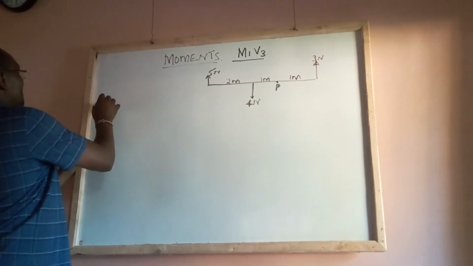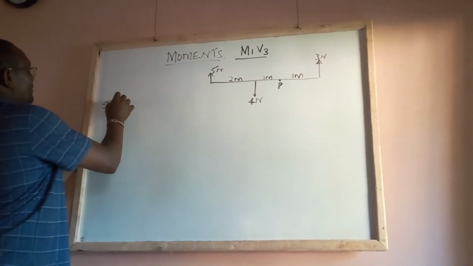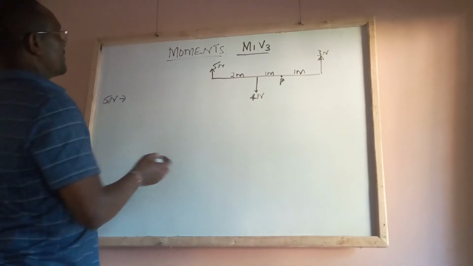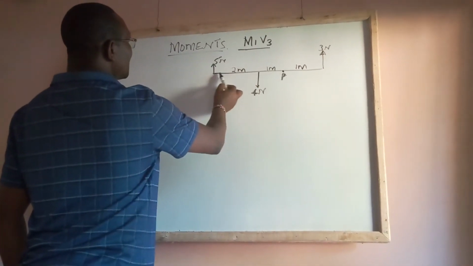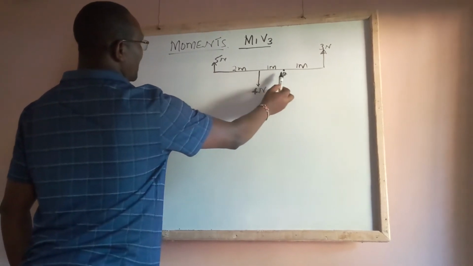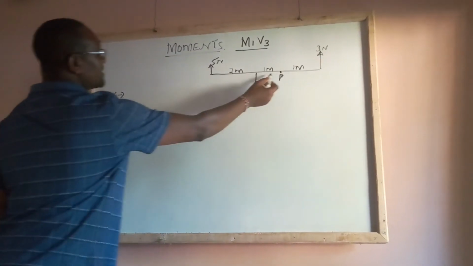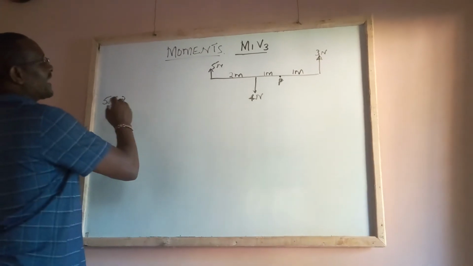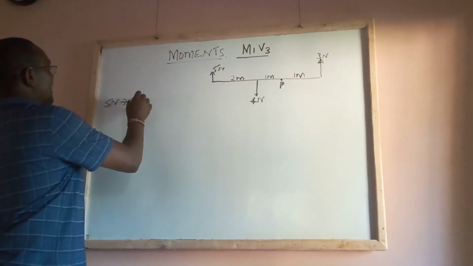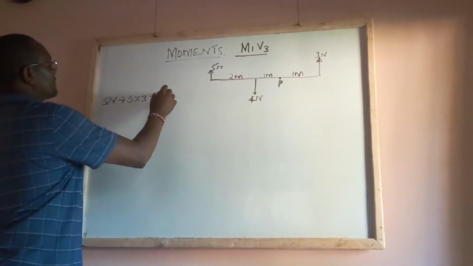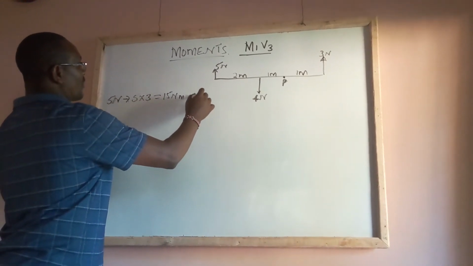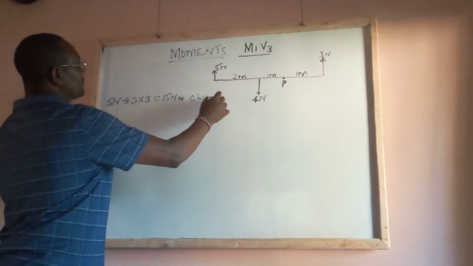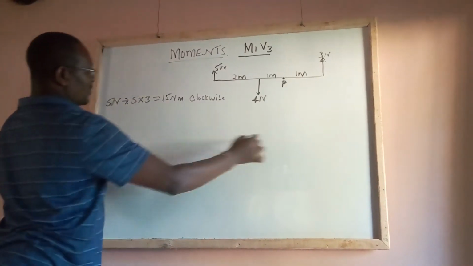What is the moment due to 5 newtons? The distance from 5 newtons to the point P is 2 meters plus 1 meter, that is 3 meters. What is the direction? 5 times 3, which is 15 newton meters, and the direction is clockwise. You can see it's going that way.